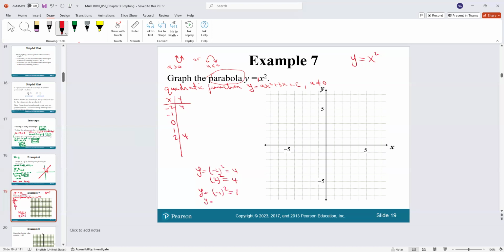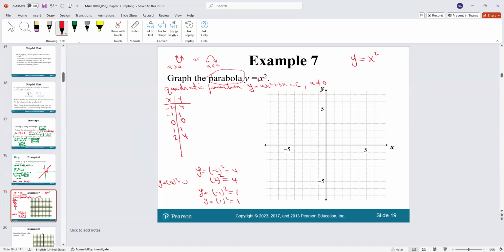But the same negative: if you take 1 power 2, it's going to give you 1. So negative 1 and 1 give you 1. And if x is 0, y equals 0 power 2, which is 0. You see, negative 1 and 1 give you the same y coordinate. Negative 2 and 2 give you the same y coordinate. Even negative 3 and 3 would give you the same.